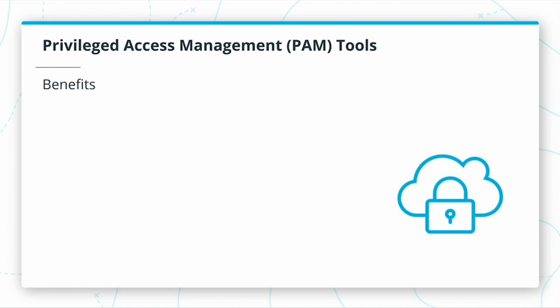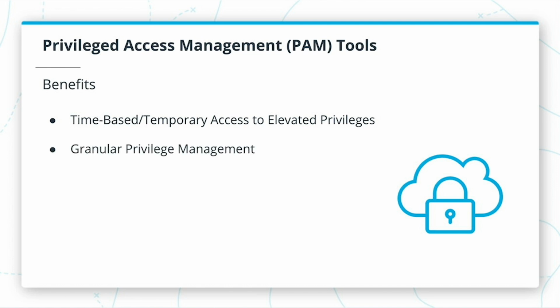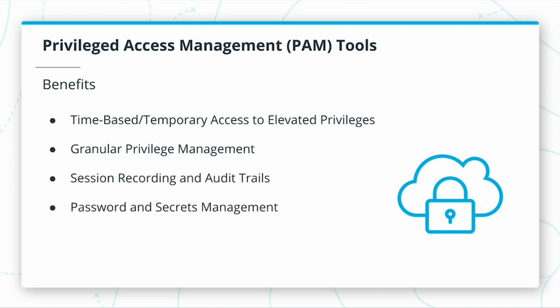Taking this a step further, the use of a Privileged Access Management or PAM tool can provide additional benefits such as time-based or temporary access to elevated privileges, granular privilege management, session recording and audit trails, password and secrets management, and multi-factor authentication. There are many products and solutions on the market that provide this type of access management support. A few brands include Thycotic, Centrify, and CyberArk. AWS provides similar functionality with Systems Manager Session Manager tool. You'll have the opportunity to see this in action in the next exercise.